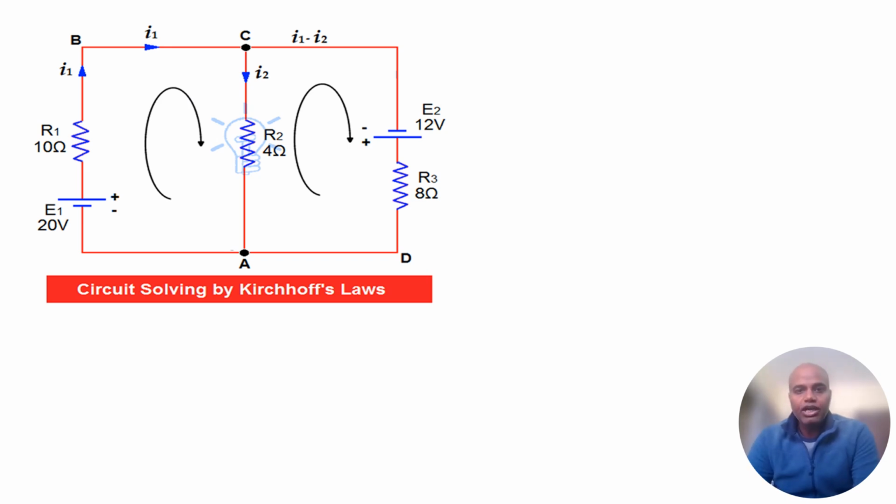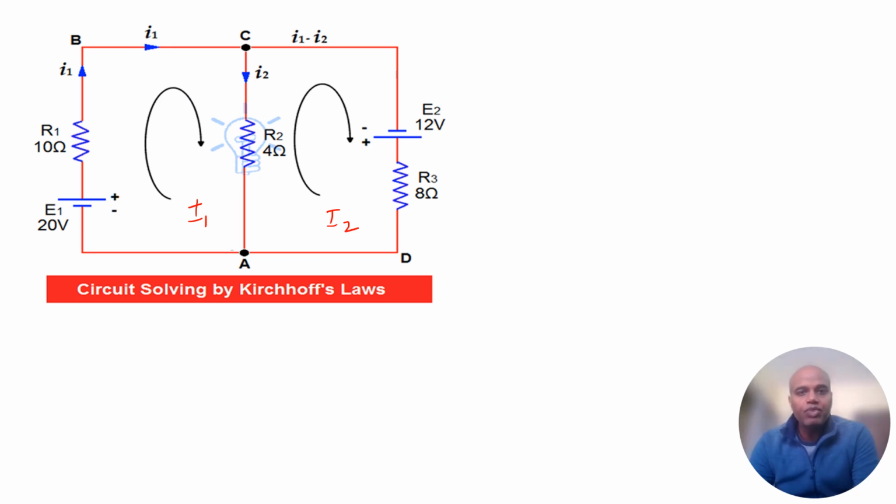Similarly, we have one more circuit over here, where instead of one loop we have two loops, with R2 sandwiched between the two loops. Let's assume this loop current is I1 and this loop current is I2. I'm going to solve this circuit with both KVL and KCL quickly. So I1 and I2 are taken, and I'm writing two equations.